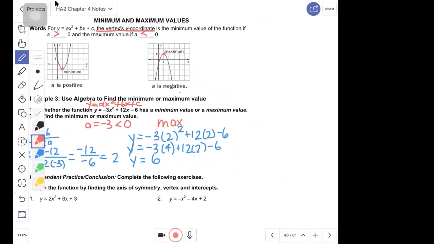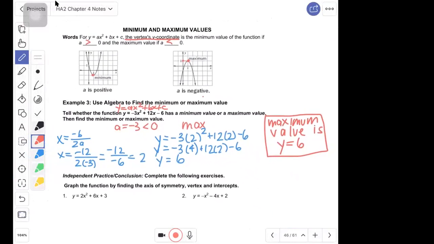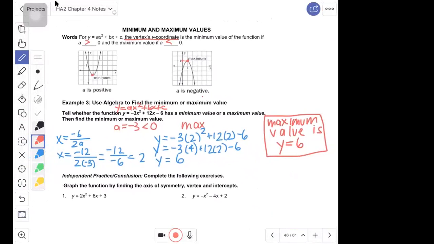So we would say the maximum value is y equals 6. And it's y equals, we're talking about our y coordinate. We wouldn't just say the maximum value 6. 6 what? We have to be specific. It's y equals 6. Questions?